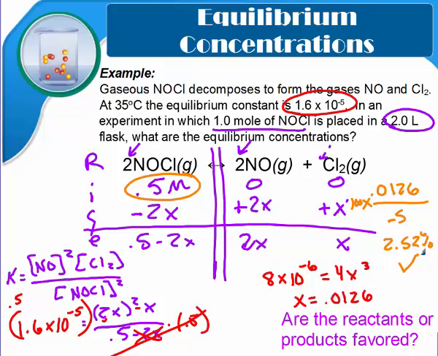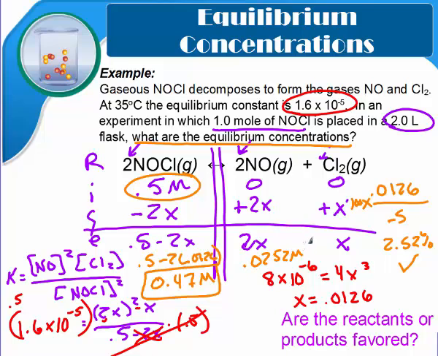Finally, the question asked, what are the equilibrium concentrations? So 0.5 minus 2x is 0.47 molarity. 2x is 0.0252 molarity. And x is just 0.0123 molarity. This one should actually just be 0.025 molarity for 2 sig figs. And finally, it asked, are the reactants or products favored? Since my K is very small, the reactants were favored.